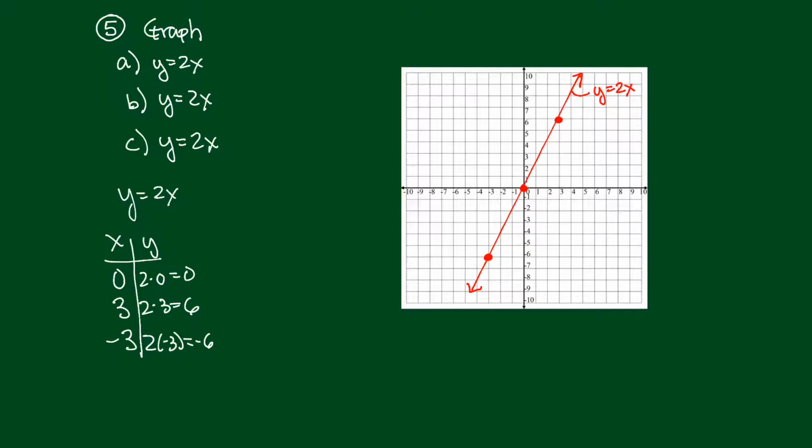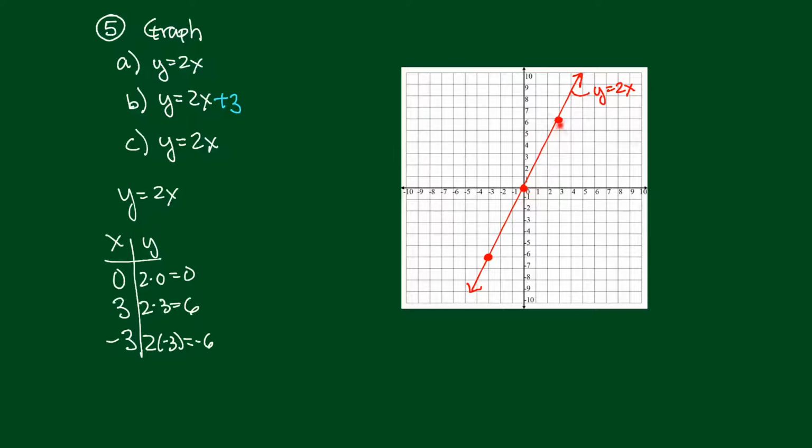Now, part B asks us for the graph of y equals not just 2x, but rather y equals 2x plus 3. So you can see here, you've got the y equals 2x, which is this graph right here. But then what you're going to do is make a vertical change up 3 units. So I'm going to just take this line back over here, move it up 3 units.